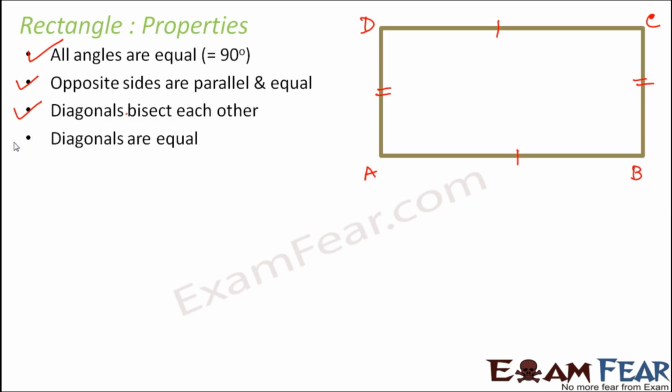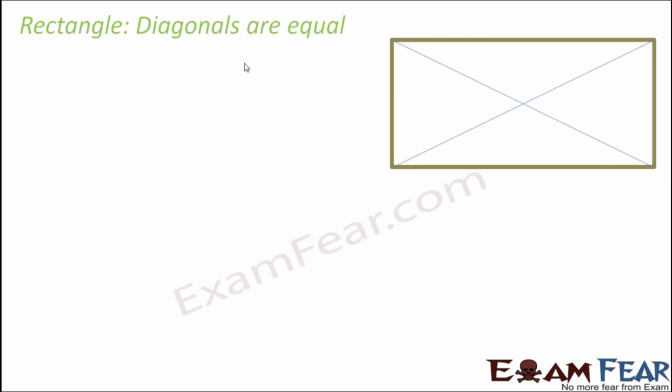Another special property of a rectangle is that the diagonals are equal. This is a property which is special to a rectangle, which was not present in a parallelogram. The diagonals are equal and the other property is all angles are equal. So we will try to prove only these two properties which are special in the case of rectangles. Let us start with this property. We will try to prove that the diagonals are equal in the case of a rectangle.